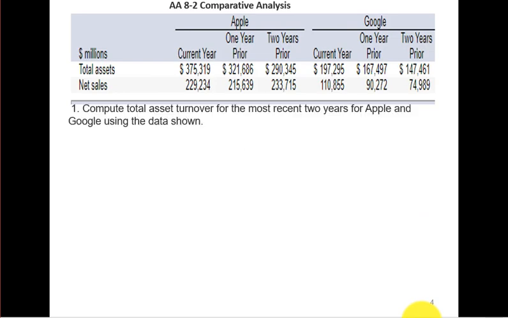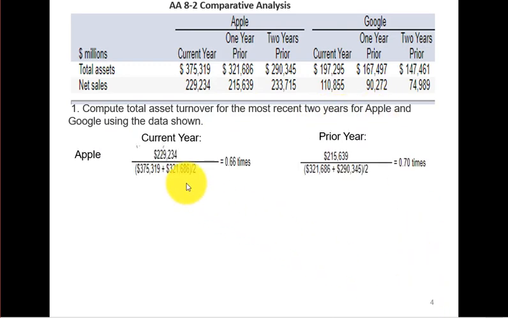I'm going to go in through here and show you what we've got as far as our answers and to make some comparisons. So, compute total asset turnover for the two most recent years for Apple and Google. So, here's current year, prior year for Apple.